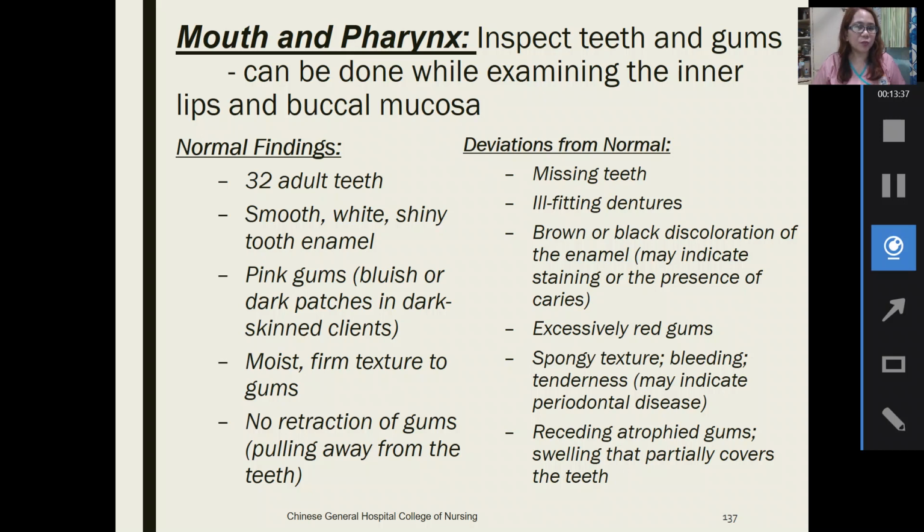It is brown or black, or there is brown or black discoloration of the enamel that may indicate staining or the presence of caries or dental caries. Okay? There are excessively red gums or a possibility of bleeding. Spongy texture, bleeding, or tenderness may indicate periodontal disease. There are receding, atrophied gums. There is swelling that partly covers the teeth.